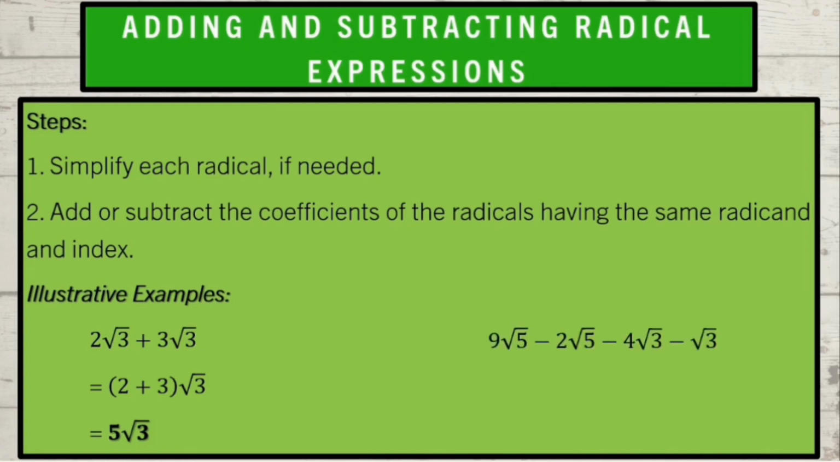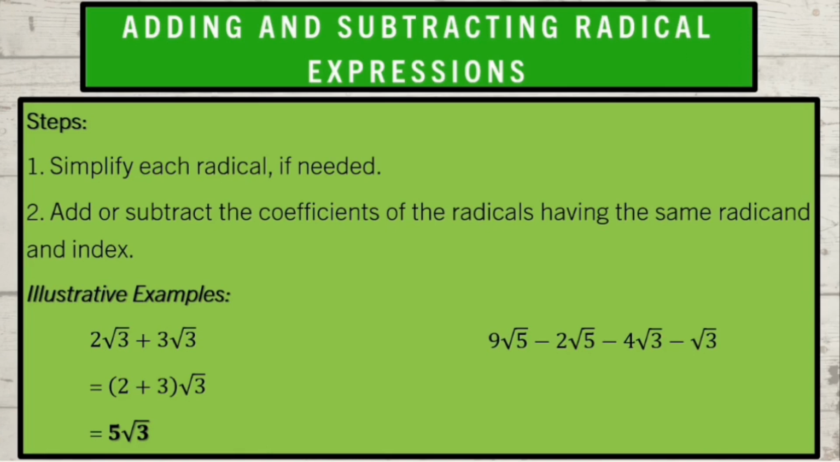Subtract 9 square root of 5 minus 2 square root of 5 minus 4 square root of 3 minus square root of 3. For step 1, are the radicals in their simplest form? That's right. All the radicals are already in their simplest form, so we will now proceed with the second step. Add or subtract the coefficients of the radicals having the same radicand and index.